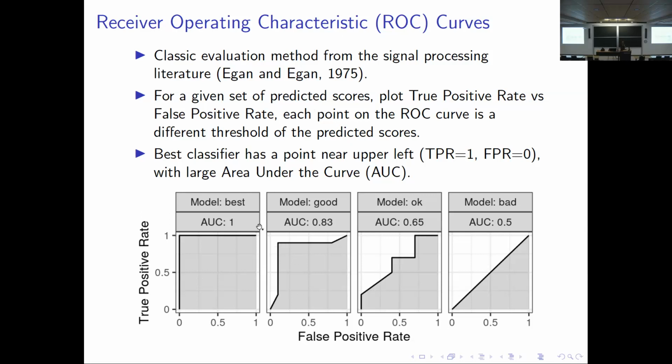And we say the best classifier is this one on the left, which has a point in the upper left, right? So it's going straight up and then straight to the right. And it has an area under the curve or AUC value of 1. And so you can have a range of different models. Typically, it varies between here, which is the best, and here, which is the worst, but you can have some things in between. And typically, the way that people measure how good it is is just by taking the area.